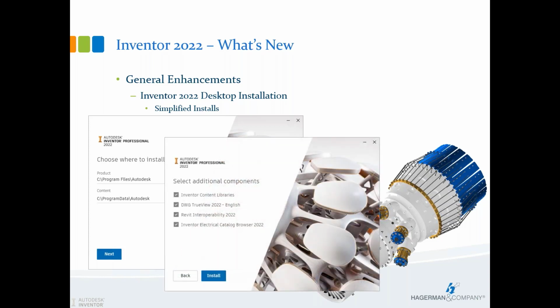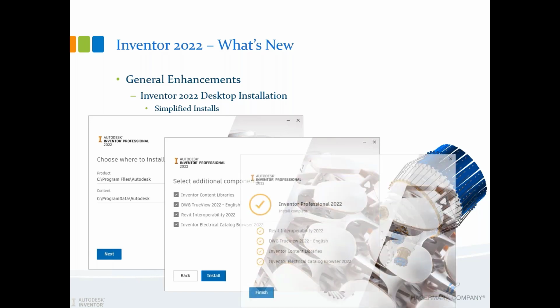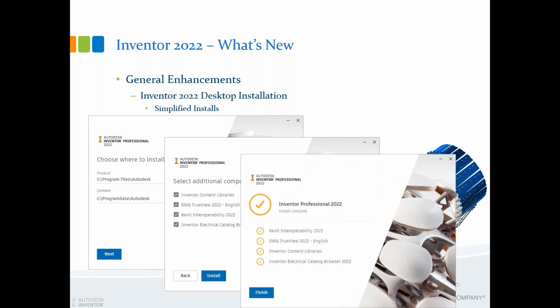You hit next. The additional components, are we installing the content libraries, TrueView 2022, Revit Interoperability, Electrical Catalog Browser? Those are your 4 choices. You can check or uncheck each of those that you need. You click install. You get a little progress bar for each one of these. I've installed 2022 in 2 environments now. The first one took just under 10 minutes. The second one took just under 11 minutes. That's installing every one of the content libraries included. Super fast, very easy to install, very easy to get up and running with the 2022 product.